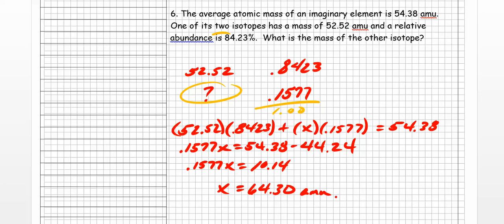I'm going to solve for X now. I'm going to consolidate on the left-hand side. I get 0.1577 X is equal to 54.38, which is already on the right-hand side, minus 52.52 times 0.8423. I'll bring that 44.24 to the other side, so I'll have to remember to subtract it. Then I get 0.1577 X is equal to 10.14. X then is equal to 64.30.